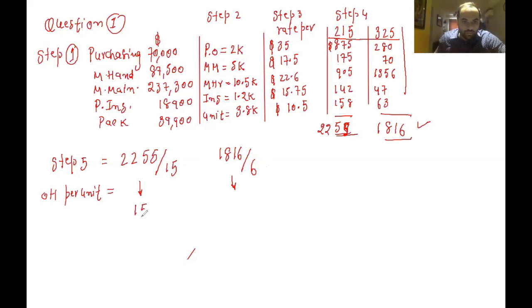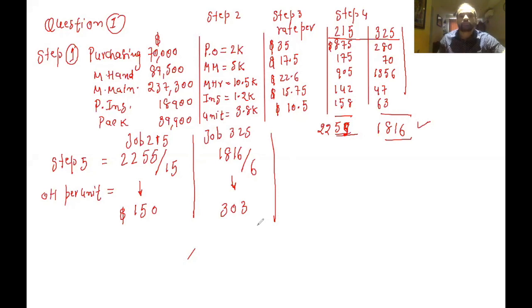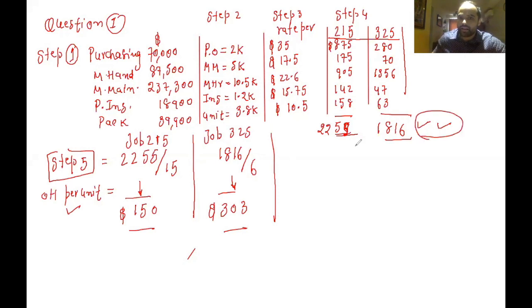$150 for job 215. Right. And job 325 is 303. All right. That's your per unit overhead cost, which we estimate per unit. As per your question, this is the answer, but we can move it one step further to get the exact cost of one unit. So question one, following activity-based costing, is finished.